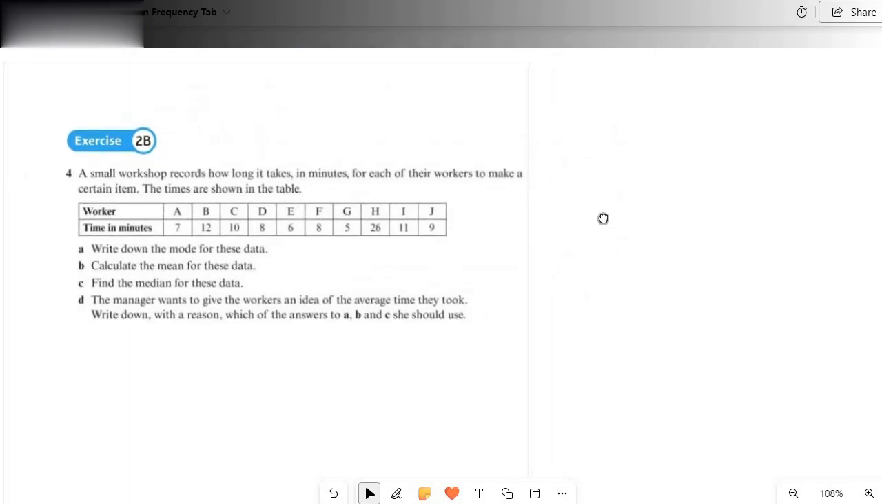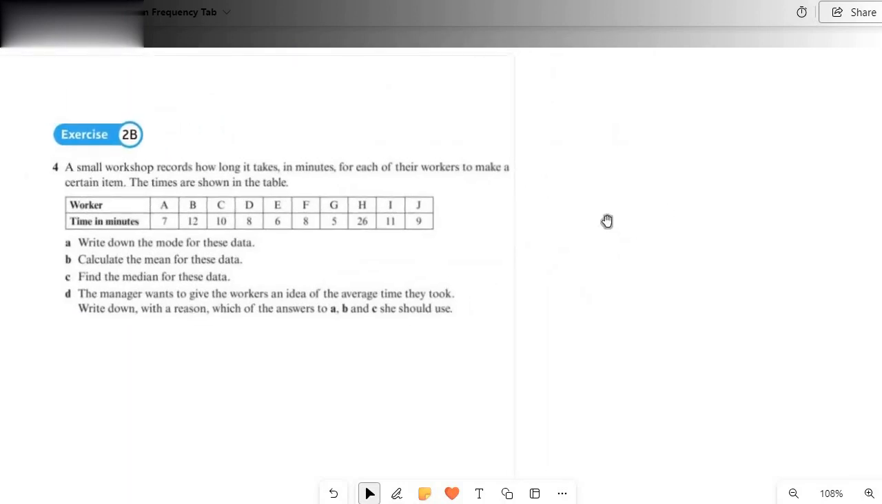To put our skills to the test, let us do an exercise from the S1 book. In exercise 2B, number 4, a small workshop records how long it takes in minutes for each of the workers to make a certain item. The times are shown in the table. Here in the table, we are given workers A to J and their corresponding time taken to produce that certain item.